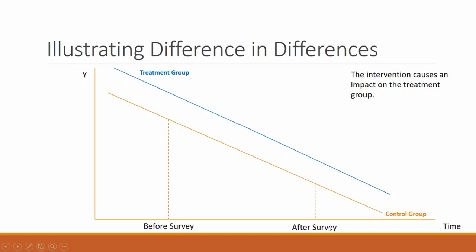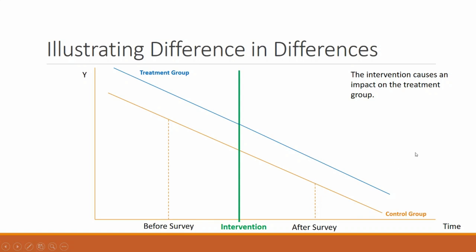So now let's say we implement an intervention. We give students textbooks. So if we're going to give students textbooks, before we do it, we take a baseline survey. All right, so let's illustrate that here. So it's a baseline survey, before survey, a pre-survey. And so we get observations for the control group and observations for the treatment group before the intervention. Then we have an intervention, and then we have the after survey. So we collect data after the intervention has been put into place.